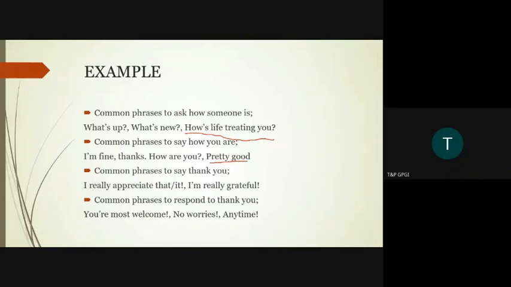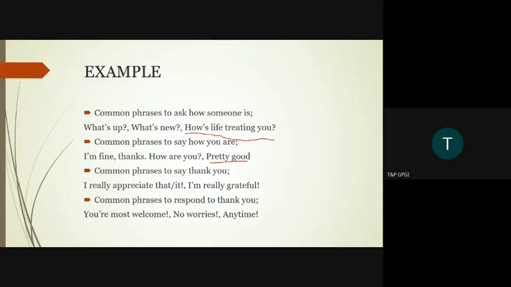Moving on, something even more formal. If someone has shown you an act of kindness, you can say, that's so kind of you. If somebody is helping you, how can you respond? Oh, well, thanks. That's so kind of you. This is how you can use this common phrase to say thank you.